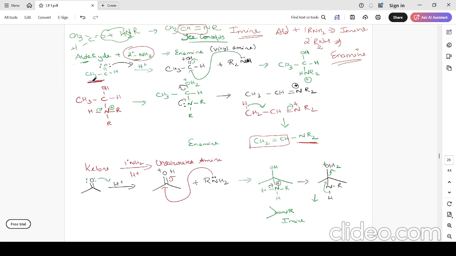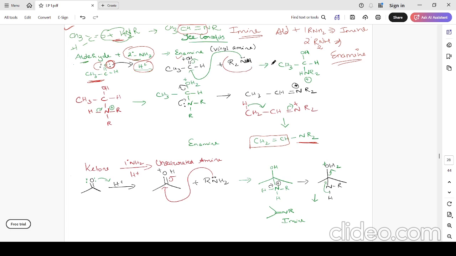Now I have aldehyde, I treat it in the presence of H+. Very important reaction. This is how the first reaction also happened, but I am just giving you the shortcut here. In the presence of H+, the lone pair on oxygen is attacked by the H+. Since its lone pair is lost, you get plus OH. Now the secondary amine comes.